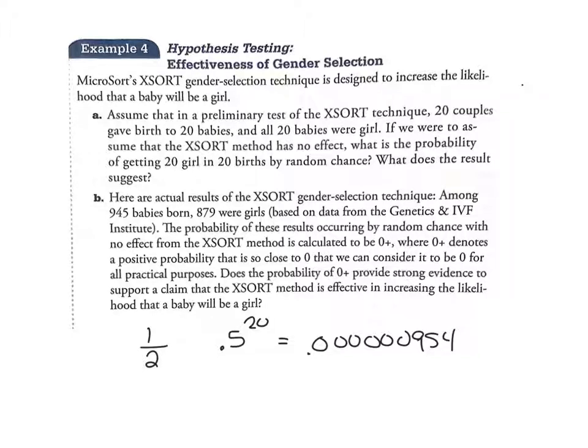So it says, what does that result suggest? Well, it suggests that random chance is not a very good explanation. The better explanation is that the technique actually works. Let's go to part B.